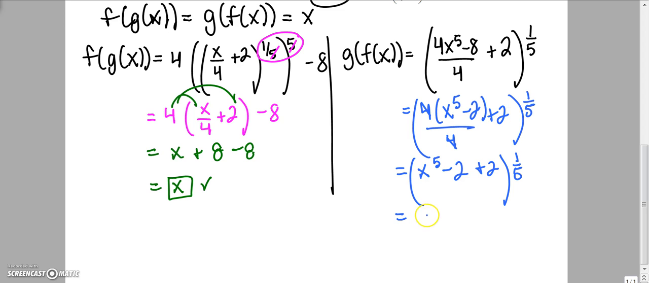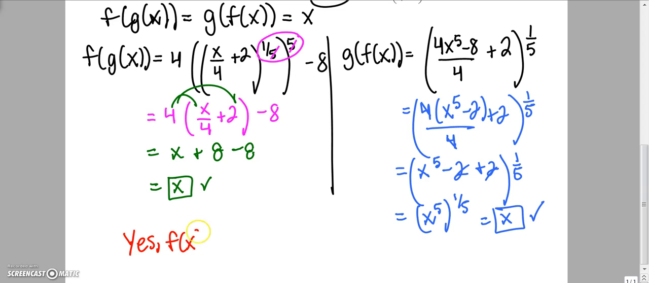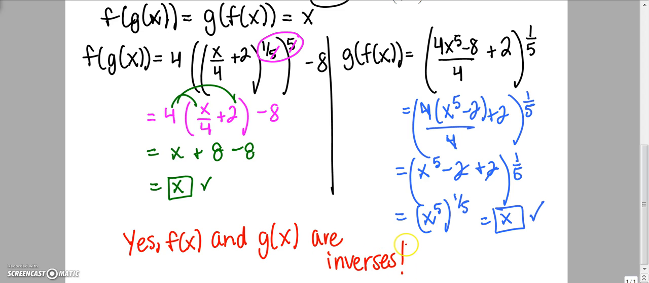Minus 2 plus 2 leaves you with just x to the 5th, to the 1/5 power. Multiply your exponents and you get x. Then you should just verify, yes, f of x and g of x are inverses. Notice I show each step, step by step, and that we do see we get x at the end for both.